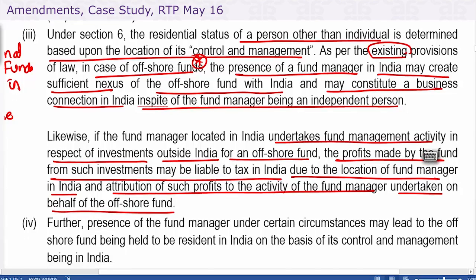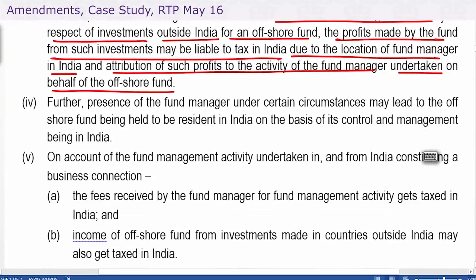So any income earned by the fund outside India through that fund manager could be liable to tax. Further, the presence of a fund manager under certain circumstances may lead to the offshore fund being held to be a resident in India on the basis of its control and management being in India.